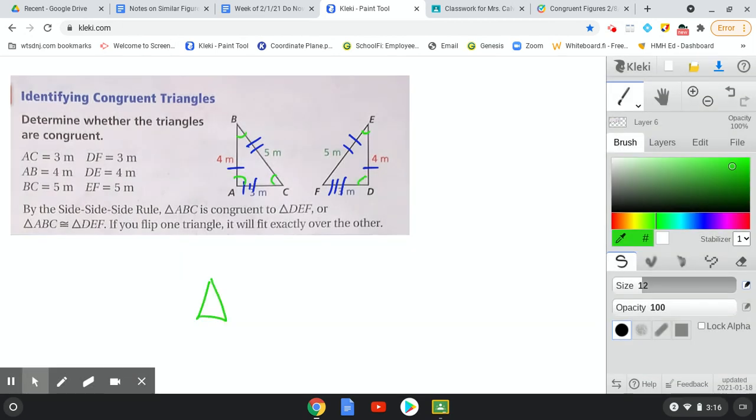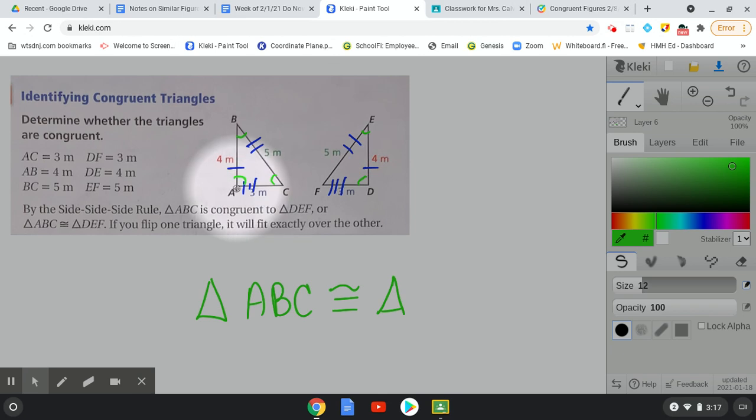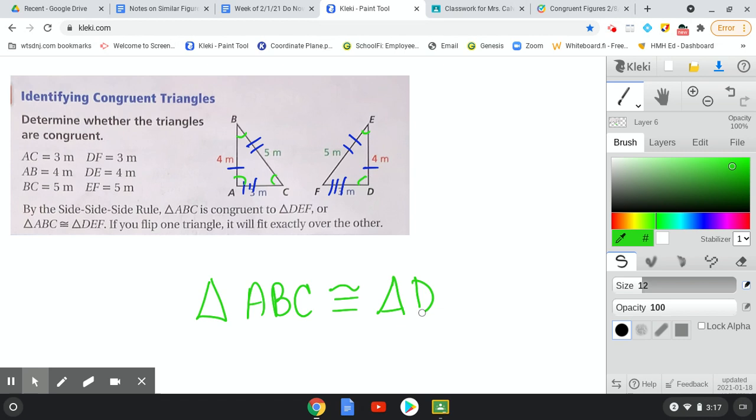So triangle ABC is congruent to triangle, I have to label it in the same direction. So I'm starting at my 90-degree angle and I'm going up. A, B, C. I'm starting at my 90-degree angle and I'm going up. D, E, F.